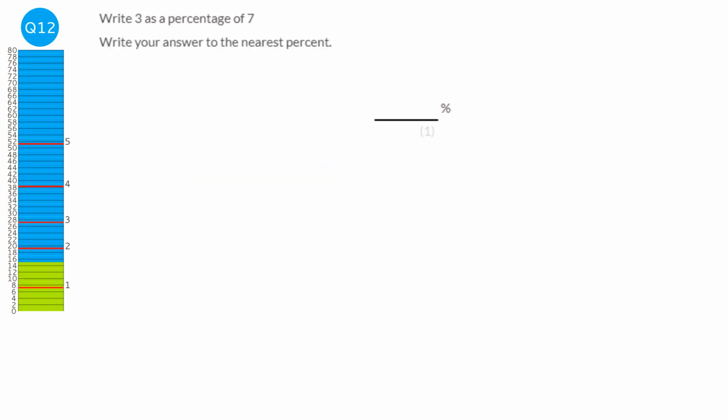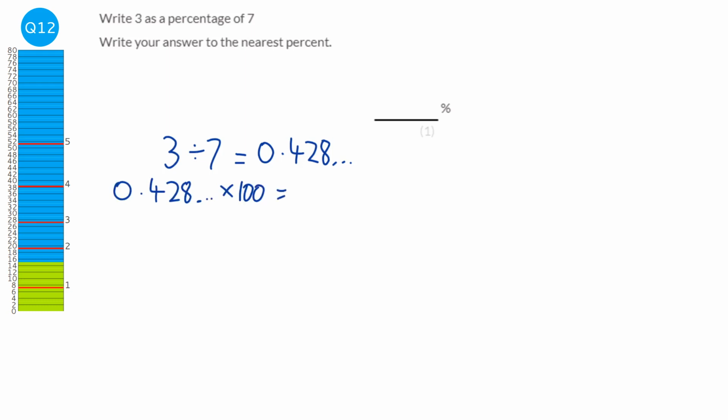So what we can do here is we can do 3 divided by 7 to find out what 3 is a percentage of 7, find out what that is as a decimal, which would be 0.428 and so on. And then to convert a decimal into a percentage, we times by 100, so we get that 0.428, and we're going to times it by 100, and that will be 42.857, and it wants it to the nearest percent, so that's going to round to 43%.